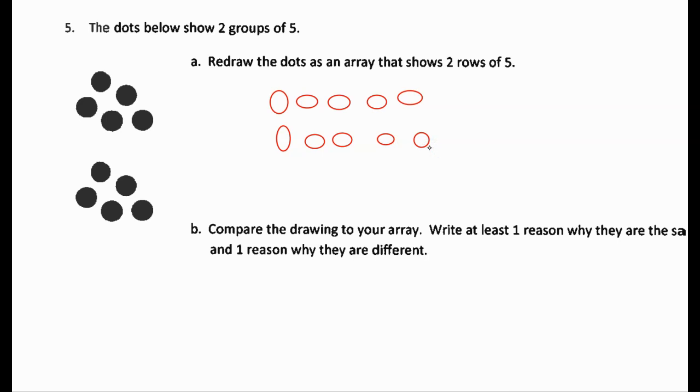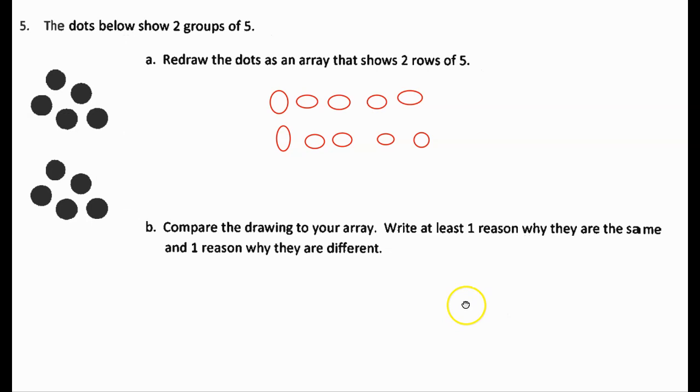Okay. It says compare the drawing of your array. Write at least one reason why they are the same and one reason why they're different. How are they the same? Go ahead. All right, they both have dots. Okay, what else? Aaron. They're both 2 groups and they each have 5.